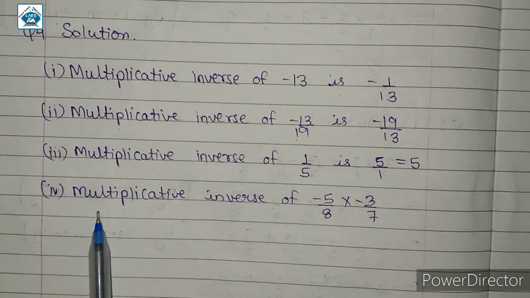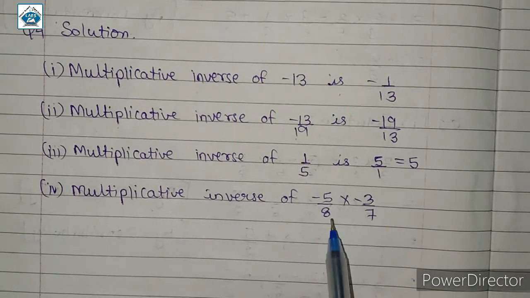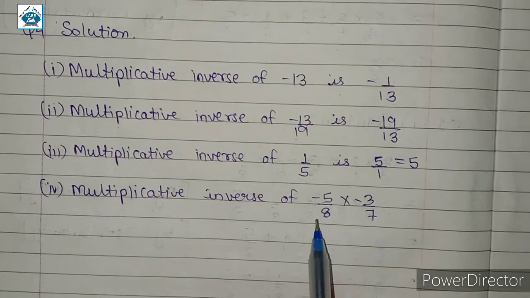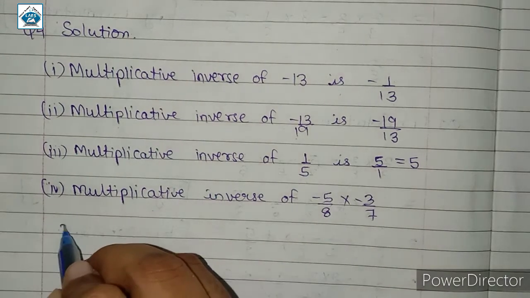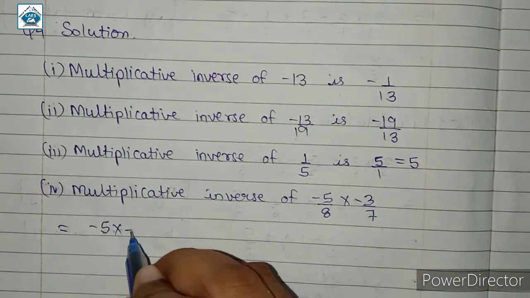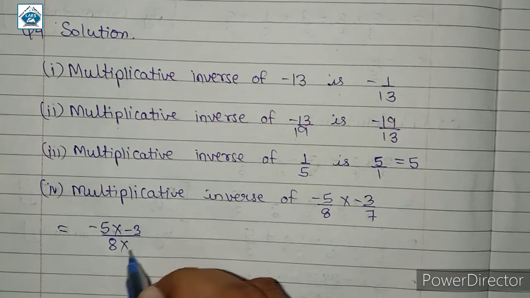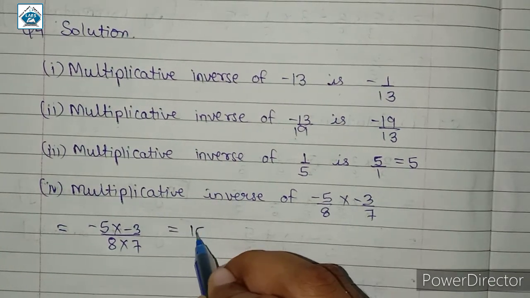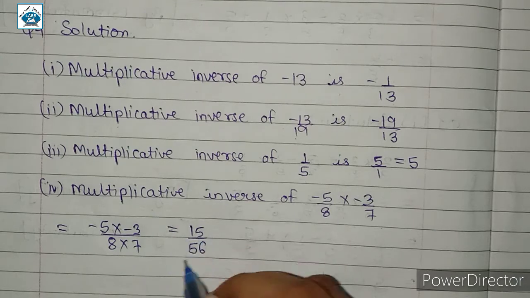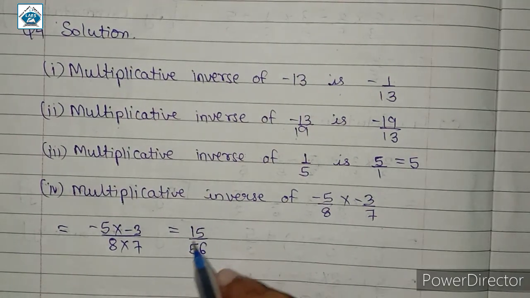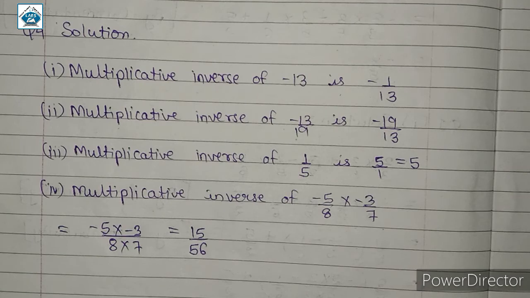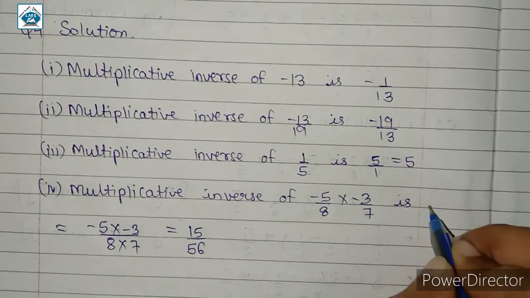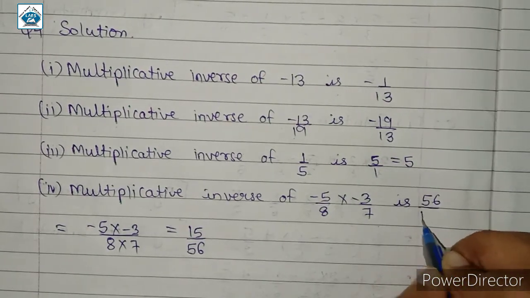In the next part, we are asked the multiplicative inverse of minus 5 by 8 multiplied by minus 3 by 7. So in this case, first of all, we need to solve these two. So this is equal to minus 5 multiplied by minus 3 and 8 multiplied by 7. So here this is equal to 15 upon 56. Now the multiplicative inverse of 15 upon 56 will be 56 upon 15.